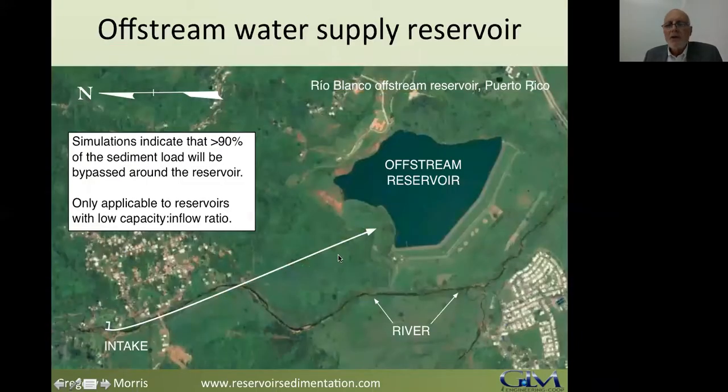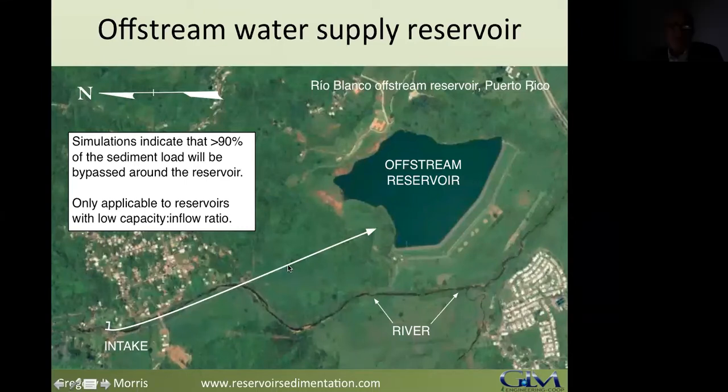This is an example of an off-stream reservoir here in Puerto Rico, one of two that we've built here. This one you see has the intake on the Rio Blanco. It has a 66-inch pipeline, goes to the reservoir, and the reservoir collects primarily water during moderate flows. We had Hurricane Maria that came through about 5 months ago. And we didn't have to worry about sediment in this reservoir because a hurricane flood is not going to pass through a 66-inch pipe.